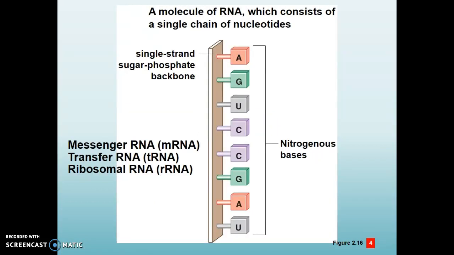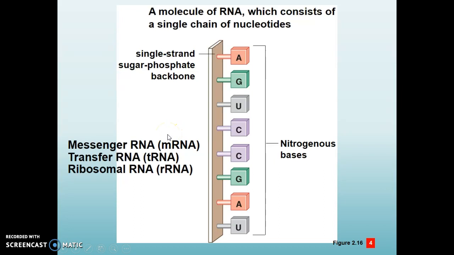RNA would be opening up the DNA and making a complementary copy of one chain. So RNA is different. It has a single chain. The sugar is different. It has ribose sugar. And one of the bases is different. It has uracil instead of thymine. RNA differs in other ways as well.